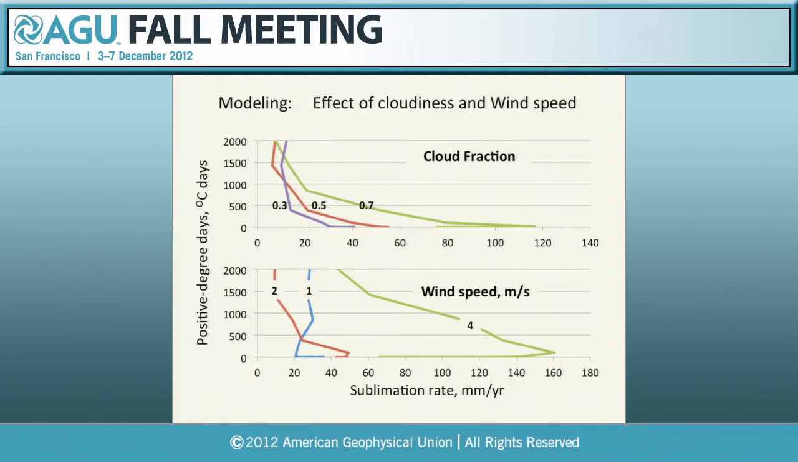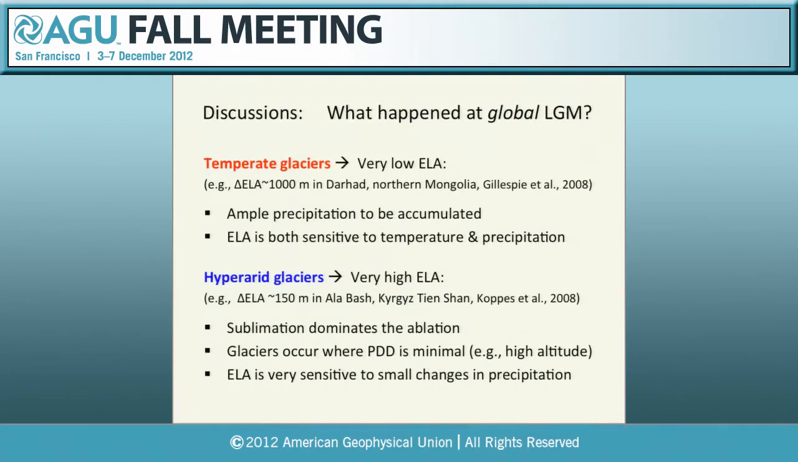So we need to correctly parameterize these variables. To discuss temperate glaciers, at global LGM, ELAs are very low. There is ample precipitation to be accumulated, and ELA is sensitive to both temperature and precipitation. In contrast, for hyperarid glaciers, ELAs are very high at global LGM, and sublimation dominates the ablation. Usually glaciers occur where positive degree days are minimal, in high altitude conditions, and ELA is very sensitive to small changes in precipitation.